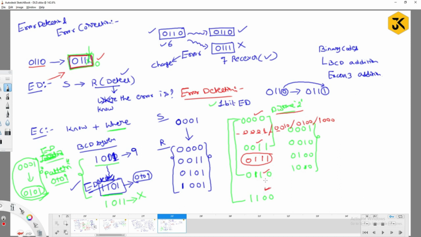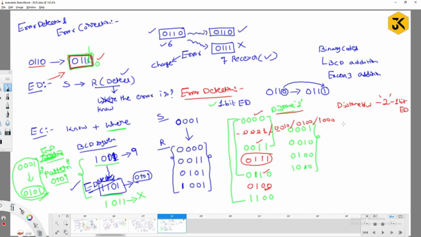For example, if this 0110 is modified to some other data like 0100, does 0100 exist among any of the 4 green ones? No. Obviously there is an error detected, meaning that when the distance between two valid patterns is 2, I can easily find out 1 bit error detection. 1 bit error detection.